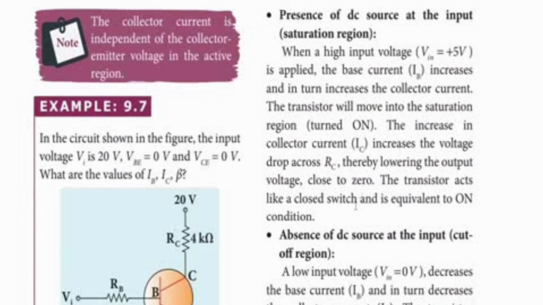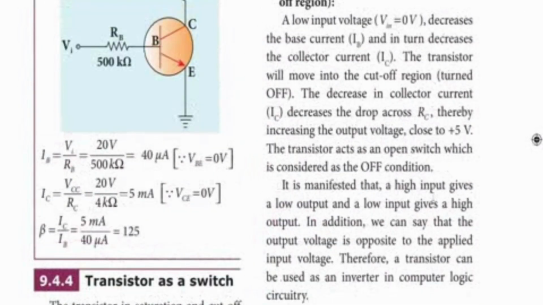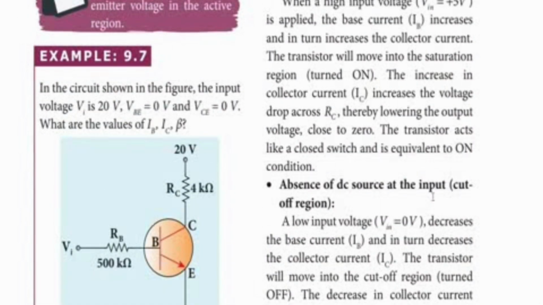See here, 5 volt is the applied voltage. The base current IB increases, and the collector current increases. The transistor will move into the on state. So the collector current IC increases, and there is a voltage drop across RC, the potential drop across the resistance. That value is given to RC, lowering the output because it is the total potential drop across the load resistance.